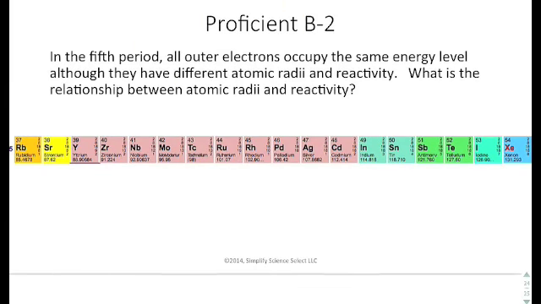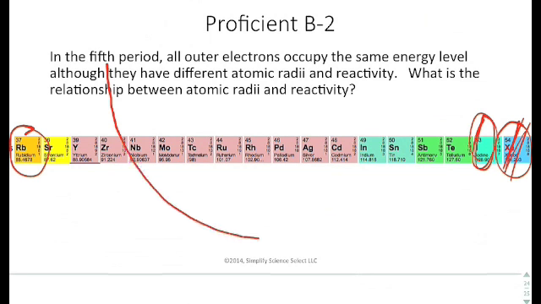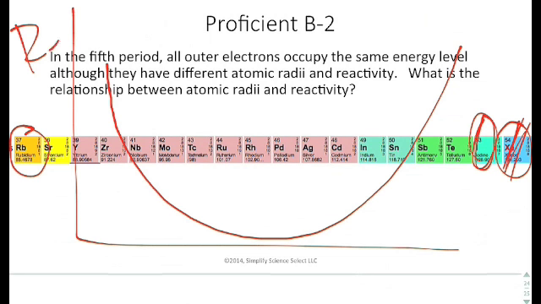Next, we have Proficient B2. It says in the fifth period, all the outer electrons occupy the same energy level, although they have different atomic radii and reactivity. What is the relationship between atomic radii and reactivity? So if you were to look here and plot reactivity, this element and this element are extremely reactive. Xenon's not reactive at all. So if you were to plot the reactivity, it goes like this, a quadratic shape that you see in math class. So that's what you have in terms of reactivity.